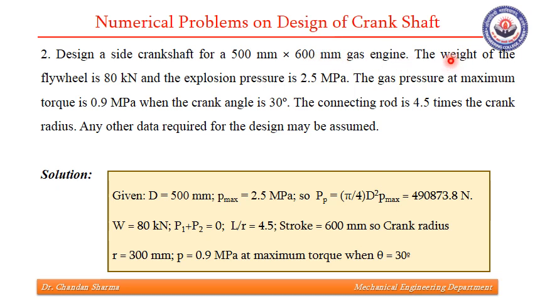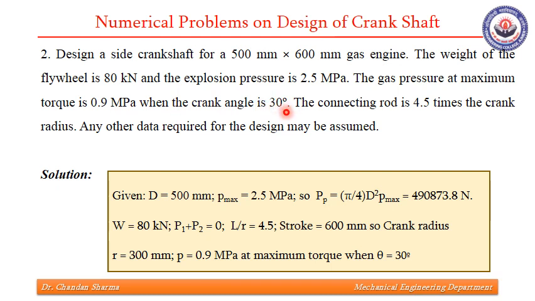Further, we have been given weight of flywheel as 80 kilonewtons and explosion pressure is 2.5 megapascal. A point worth mentioning is this 2.5 megapascal will be used to calculate the force PP for case 1 when crank is assumed to be at top dead center. In this question, we are supposed to analyze the side crankshaft for case 2, that is when the gas pressure at maximum torque is 0.9 megapascal, the crank angle is 30 degrees.